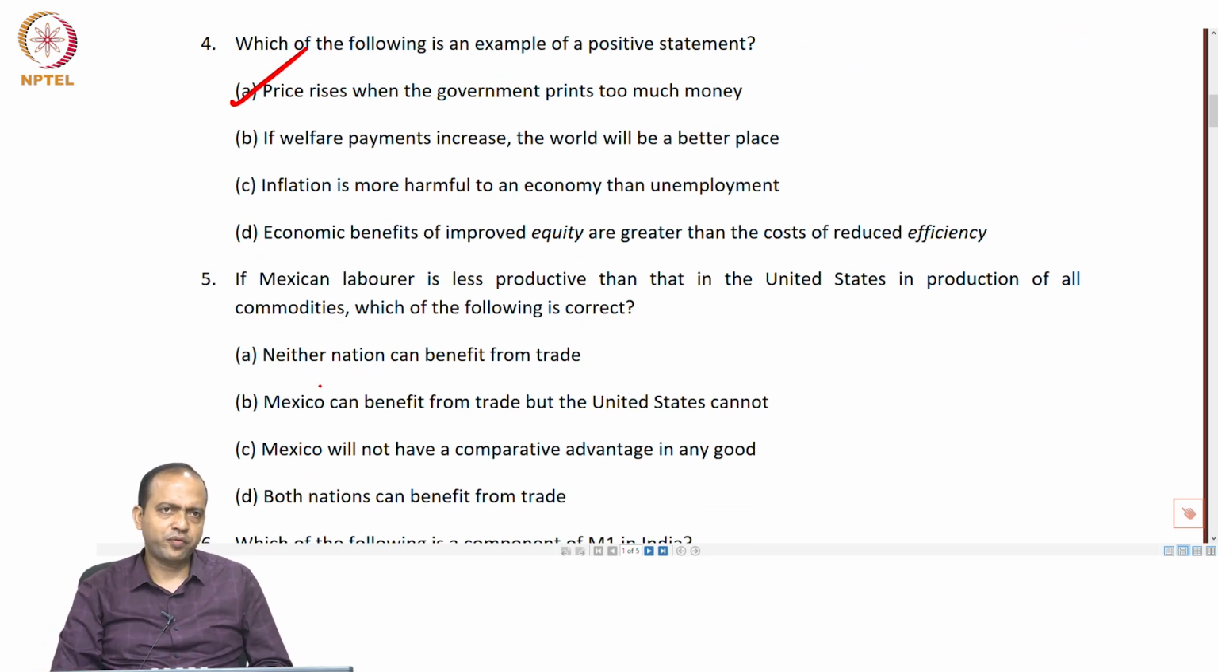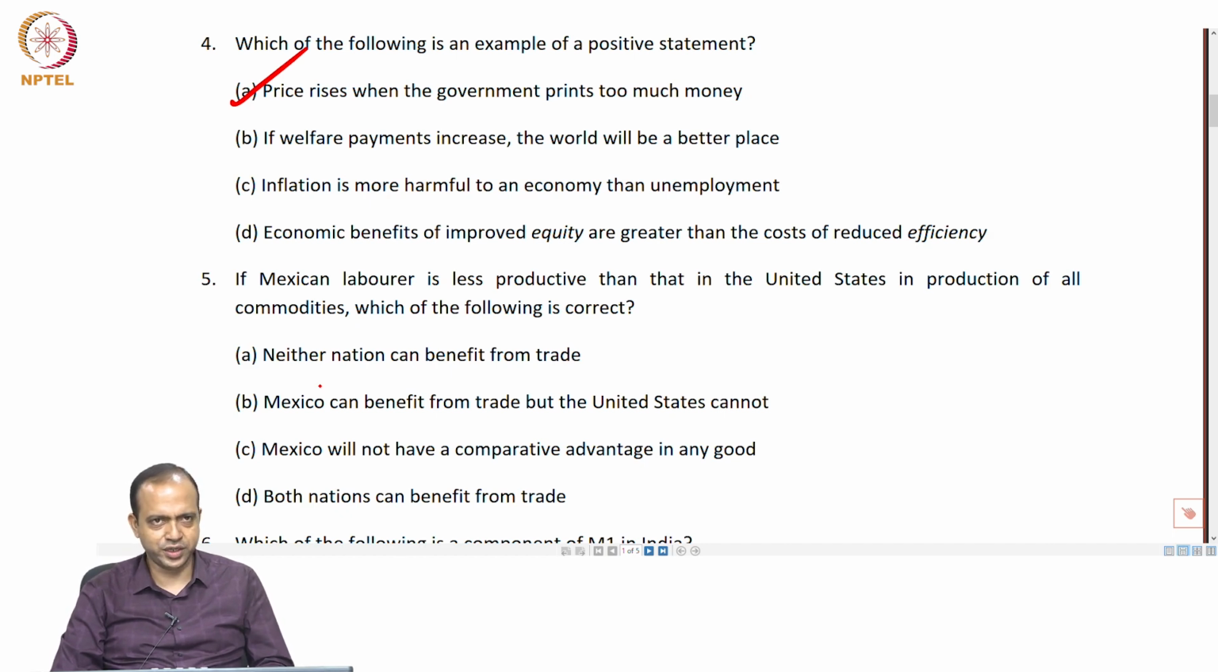Question number 5: if Mexican labor is less productive than that in the United States in production of all commodities, which of the following is correct? Neither nation can benefit from trade. Mexico can benefit from trade, but the United States cannot. Mexico will not have a comparative advantage in any good. Both nations can benefit from trade.